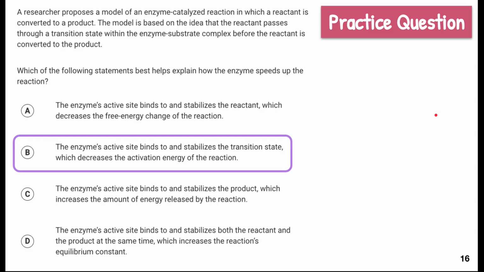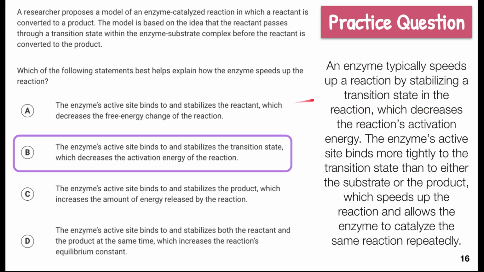The enzyme's active site binds to and stabilizes the transition state, which decreases the activation energy of the reaction. And the explanation here is that an enzyme is speeding up a reaction by stabilizing the transition state in the reaction. It decreases the reaction's activation energy because it binds more tightly to the substrate as that transition state is occurring. And this allows the reaction to proceed faster.